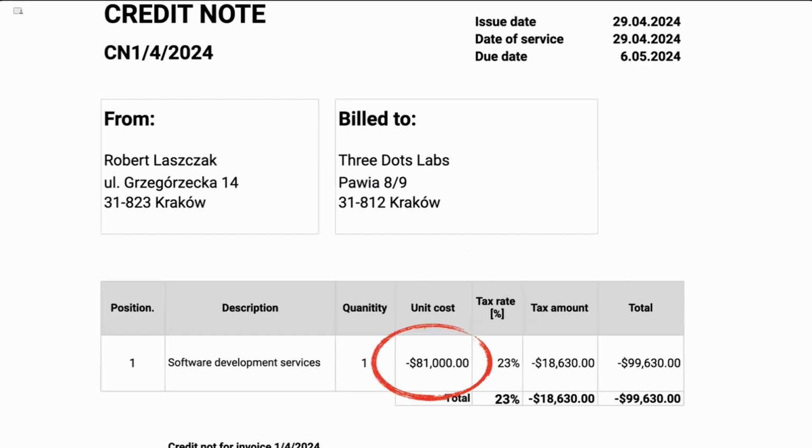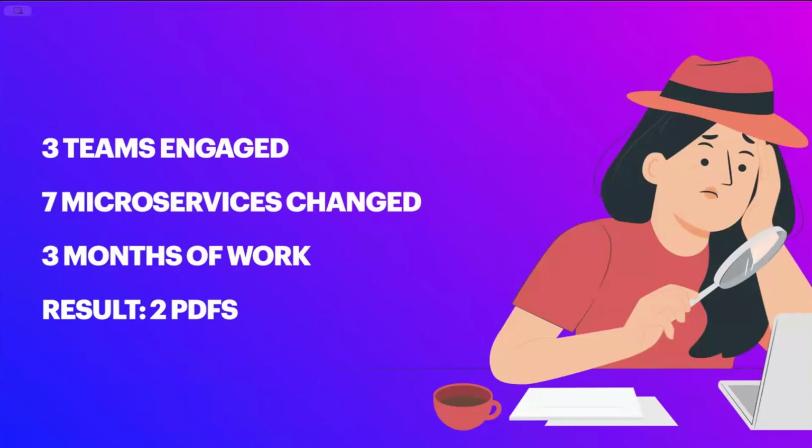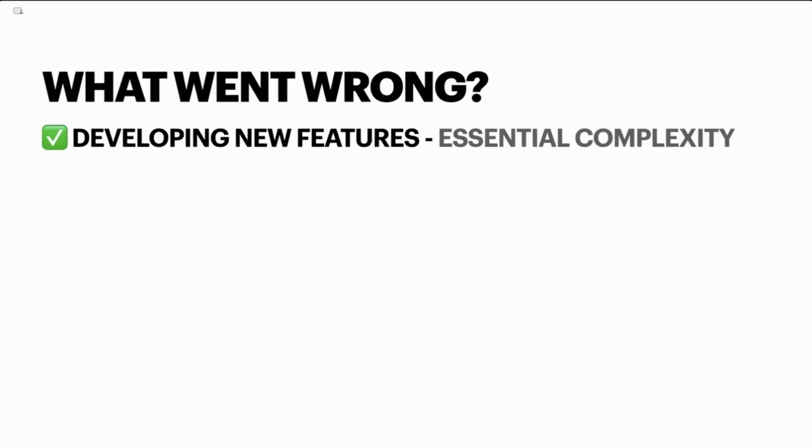So Emily found that implementing credit note functionality required the effort of 3 teams. It required changes in 7 microservices, 3 months of work, and the result: 2 PDFs. Pretty expensive for 2 PDFs, we'll say. So she started to wonder, what's really wrong here? And she did some kind of reverse engineering of this feature, and started to think, okay, what is making us slower, and what decisions were made.